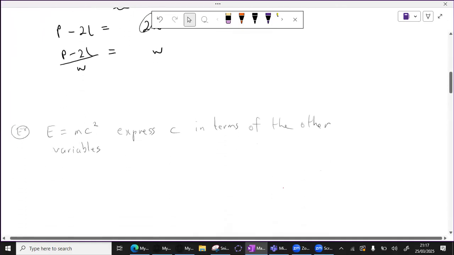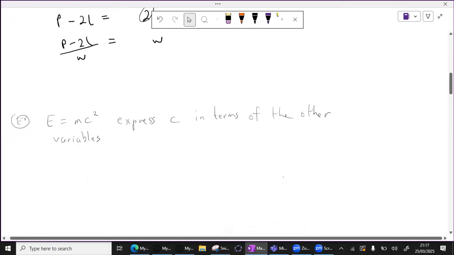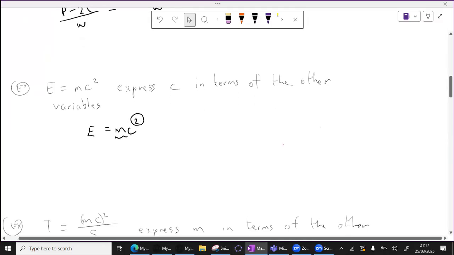Okay, E is equal to mc squared. Express C in terms of the other variables. So I need to get C on its own. So I need to move the m and I need to move the squared. So I'm going to start by moving the m. The job of the m is multiplying, so his new job would be dividing. Now, how can I get rid of squares? So what's the opposite of squaring? Square rooting. So that is why the square root goes there. And again, I am done.